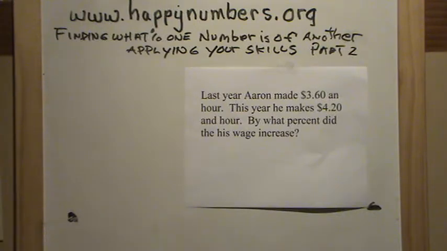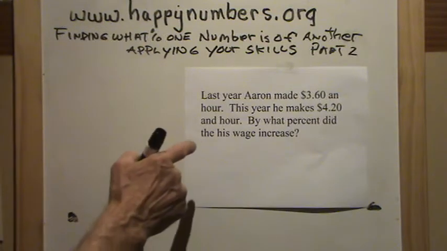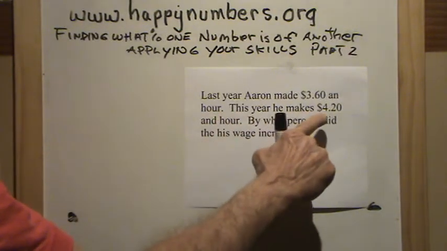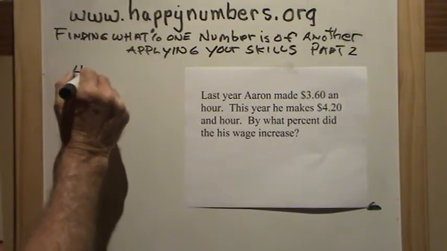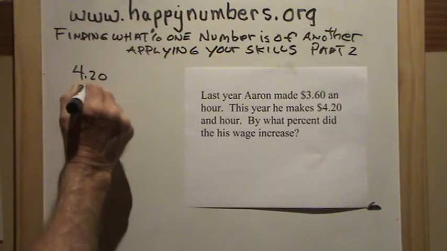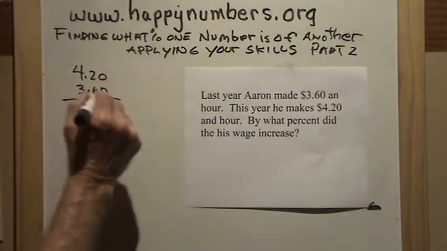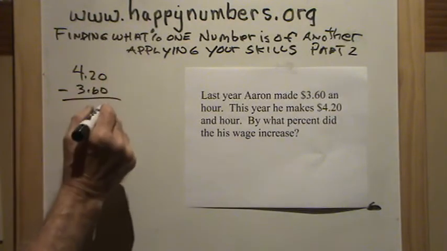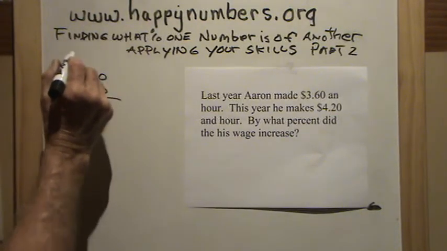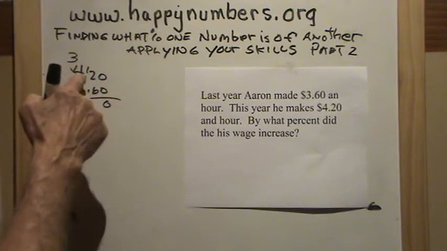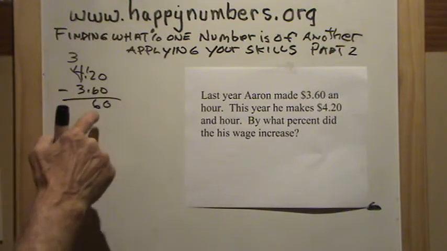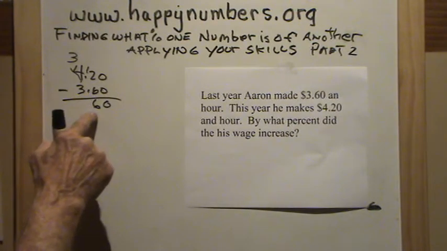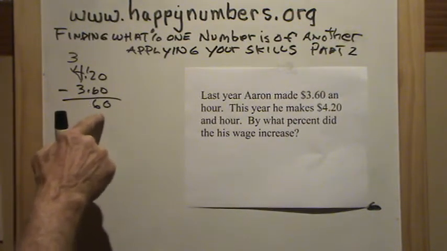Okay. Well, last year he made $3.60. This year he makes $4.20. So we have to find the difference. $4.20 minus $3.60. Subtract. This would be 0. I'll have to borrow. 12 take away 6 is 6. So 60 cents was the difference.